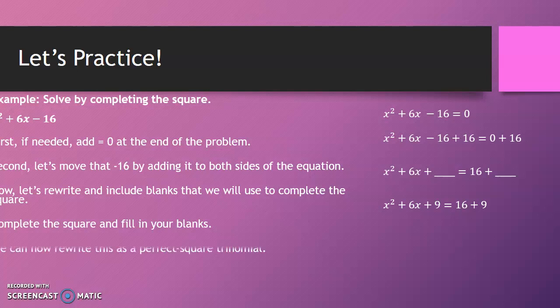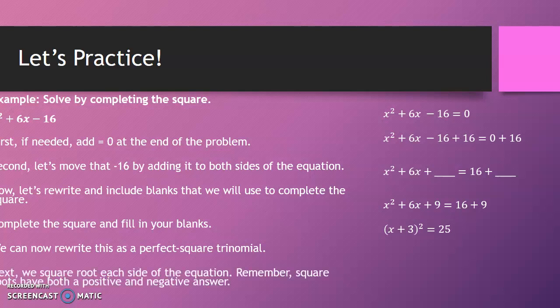Now we'll simplify this a little bit. So we can rewrite this as a perfect square trinomial. So on the left side, I'm going to rewrite it so it says x plus 3, quantity squared. And on the right side, it says 25. Now what we're going to do is square root each side of the equation because I want to get rid of that squared on the left side. So in order to undo something that's squared, we square root it. So I put a square root on each side.